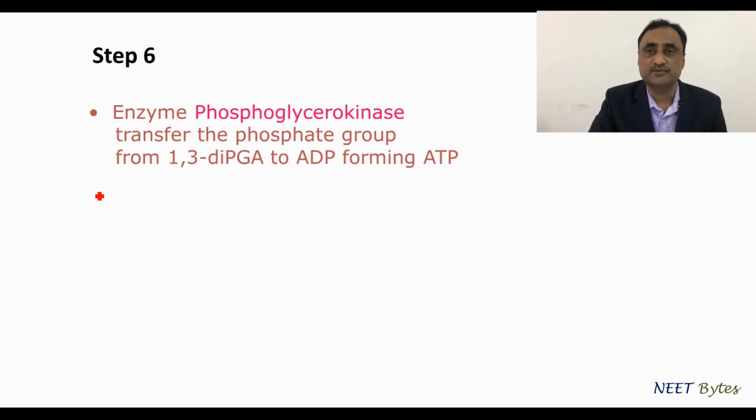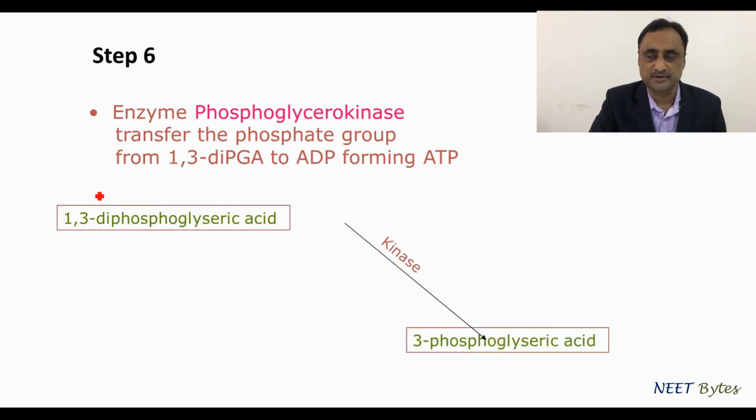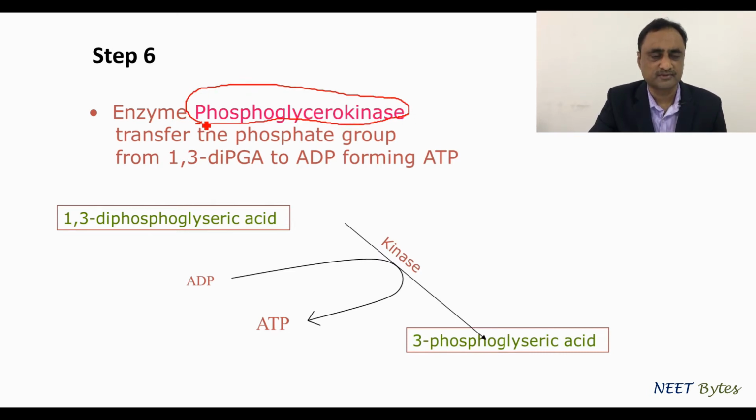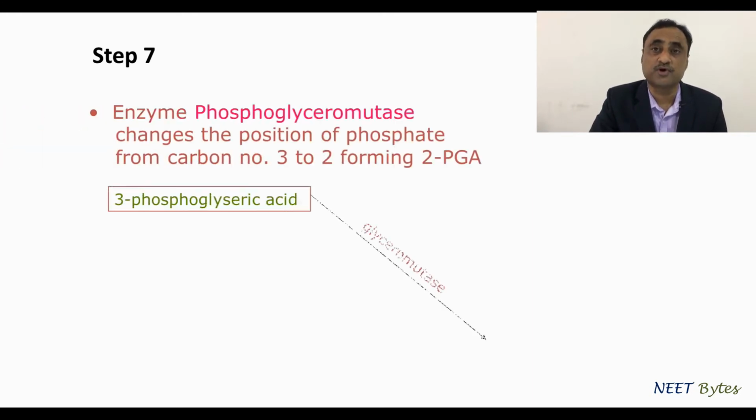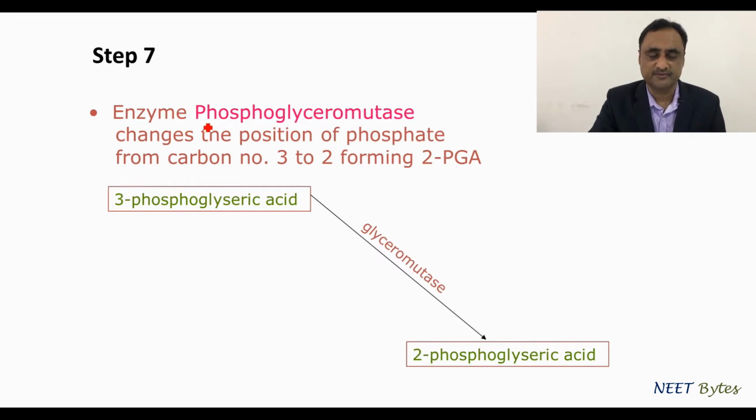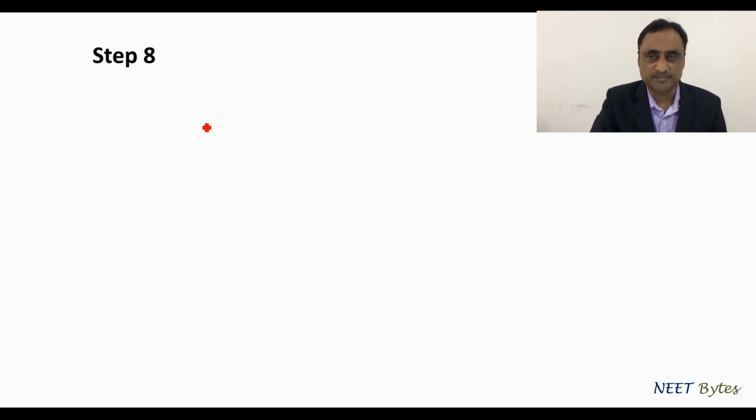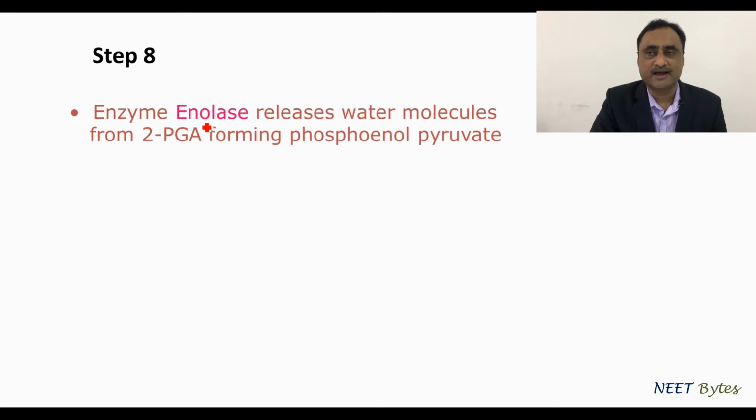Now 1,3-diphosphoglyceric acid is converted into 3-phosphoglyceric acid, and again since it is a substrate level reaction, it is catalyzed by a kinase enzyme, phosphoglycerokinase. Now 3-phosphoglyceric acid gets converted into 2-phosphoglyceric acid, and that reaction is catalyzed by phosphoglyceromutase, right?